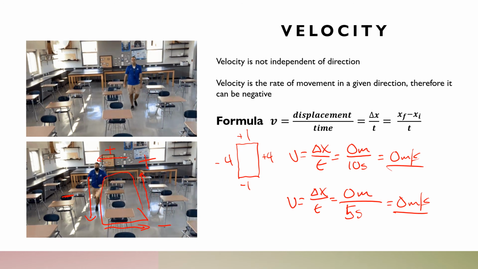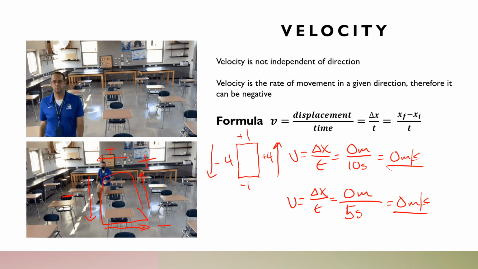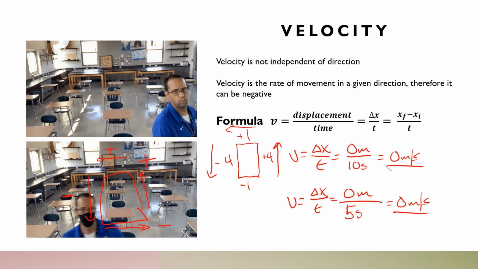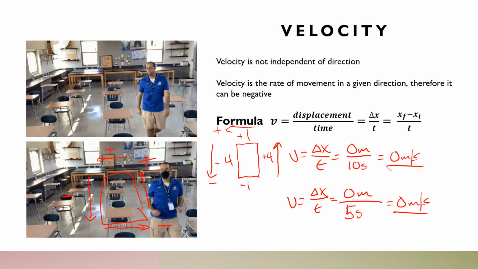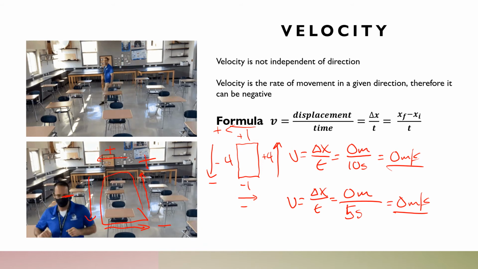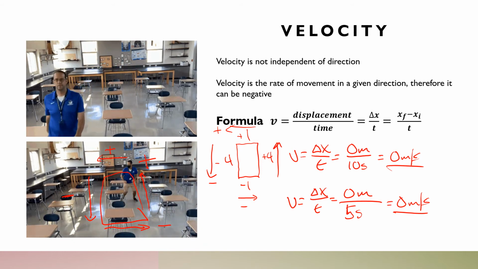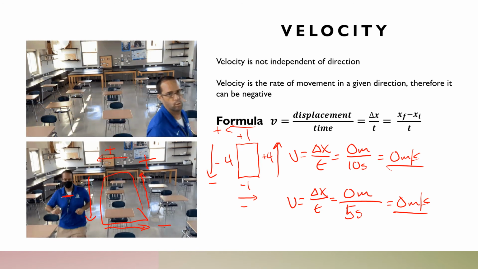Now, granted, I do have a positive velocity when I'm going back this way. I do have a negative velocity when I'm going this direction. I do have a positive velocity when I'm going in this direction, right? I do have a negative velocity when I'm going here. It's just that overall, an average for the entire motion, those positive and negative velocities are going to cancel each other out, just like they did with the displacements.